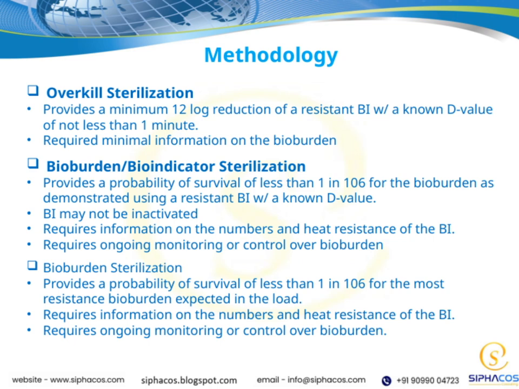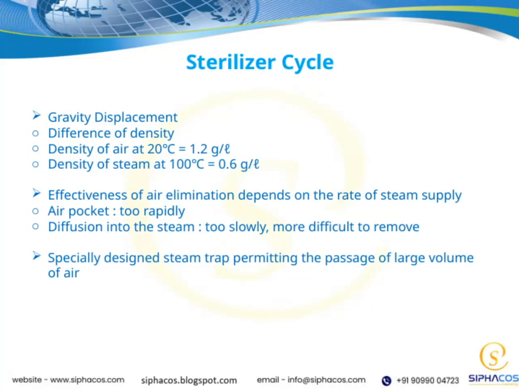Let's talk about gravity displacement. Essentially, this process relies on the difference in density between air and steam. For example, at 20 degrees Celsius, the density of air is about 1.2 grams per liter, while at 100 degrees Celsius, the density of steam drops to around 0.6 grams per liter. This difference in density is what allows the steam to displace the air in the sterilizer.